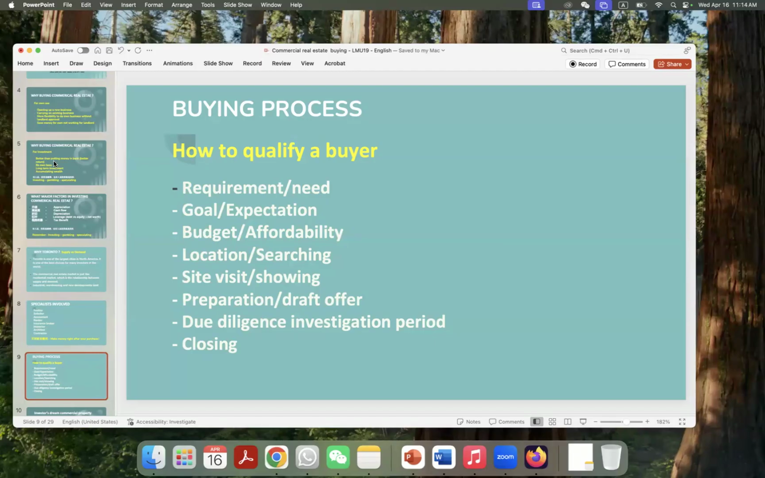Like a few years ago, my client said, I'm looking for a hotel, 7, 8 million, right? Some people are looking for 10 million, over 10. I saw one of our agents with a 23 million commercial property. So you have to make sure what their budget is. Can they afford it or not? Are they already pre-approved by the banker or not? Those kinds of things you have to know. Otherwise, you waste your time.